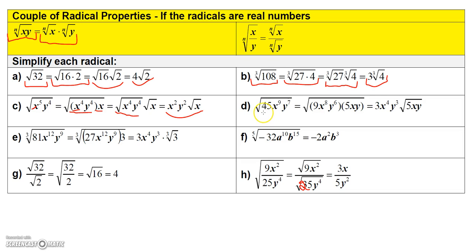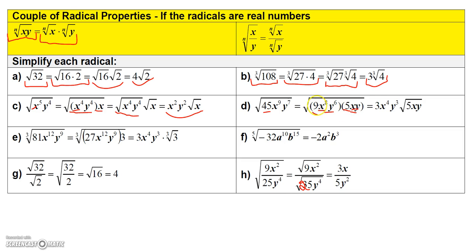Okay, here's another one. 45 is not a perfect square, but if I write 45 as 9 times 5, then I know I can take the square root of 9. Now x to the ninth is not a perfect square, but I can write x to the ninth as x to the 8th times x. And then y to the 7th, not a perfect square, but I can write y to the 7th as y to the 6th times y.